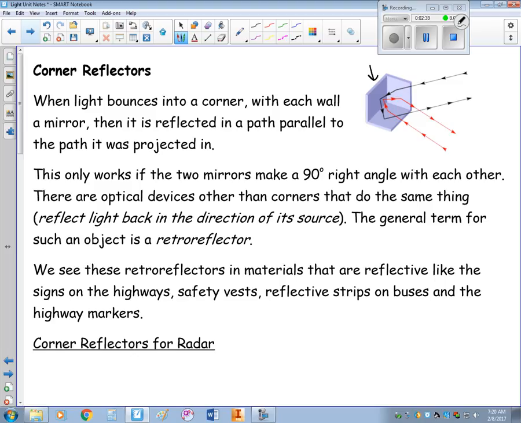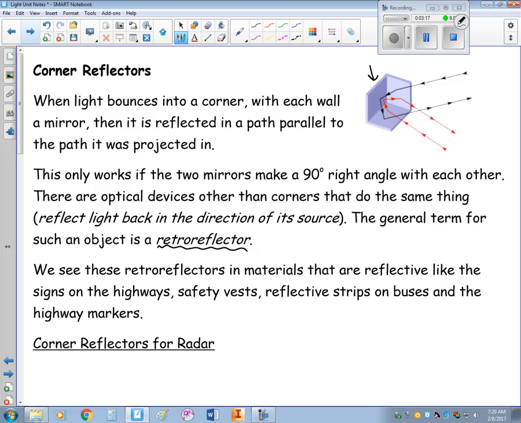What's important to understand about corner reflectors is that light always exits parallel to its incoming path. So when light comes in at an angle of 35 degrees, it exits at an angle of 35 degrees. This will only work if the 2 or 3 mirrors make 90-degree right angles with each other. There are more optical devices other than corners that can do the same thing, reflecting light back in the direction of its source. But the general term for all of these different objects is retroreflectors.